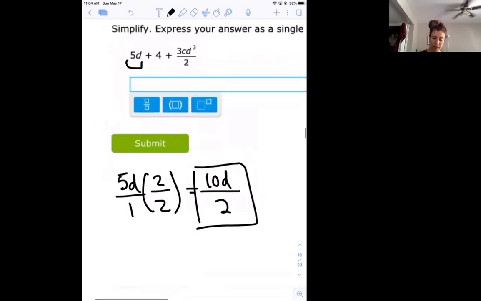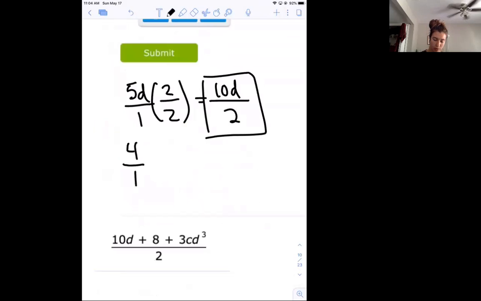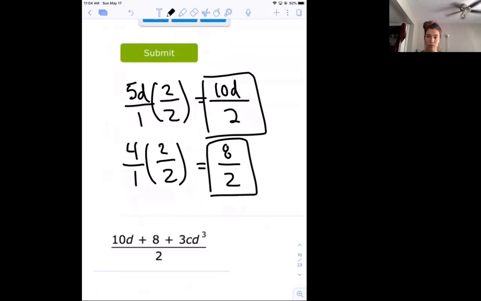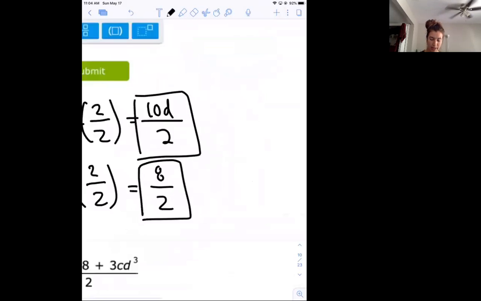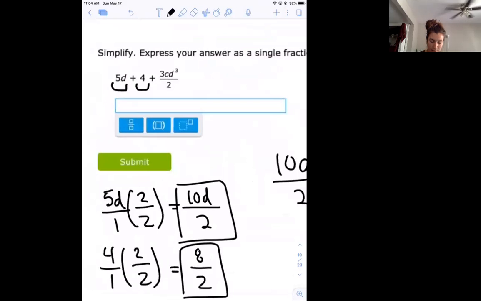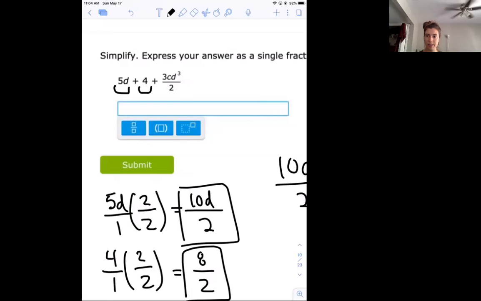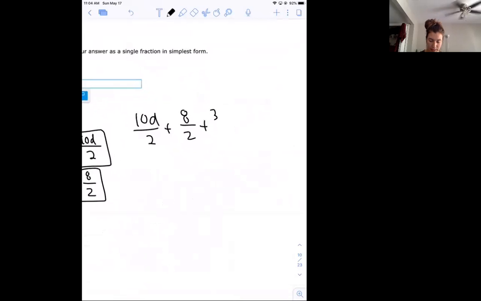We're going to do the same thing with 4, my other term there. So I'm going to do 4 over 1 multiplied by 2 over 2. Then if I multiply across, I have 8 over 2. 8 over 2 obviously is the same thing as 4, but the whole point is that I need the fraction to be over 2. So now I have 10d over 2 plus 8 over 2 plus the 3cd cubed over 2, which is already over 2, so I don't need to change that. I'm just going to rewrite it right here. So 3cd.